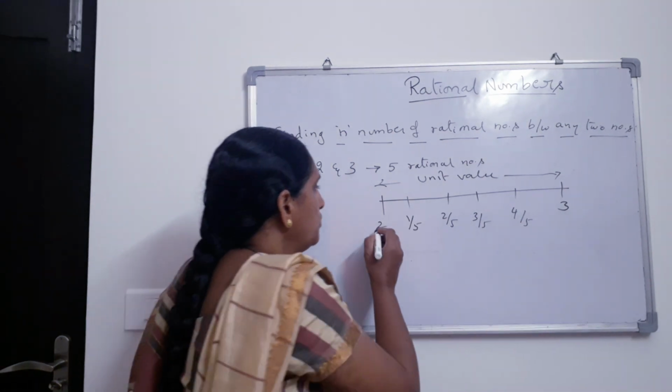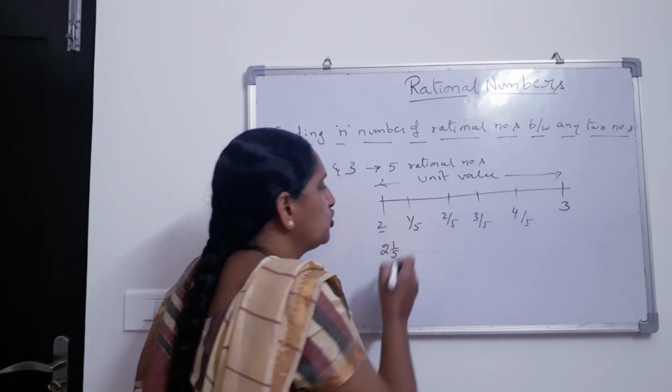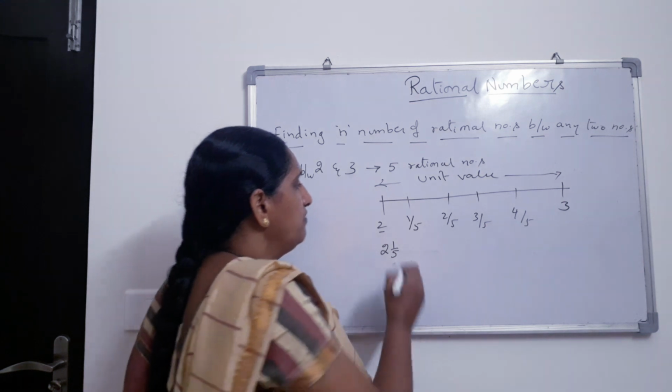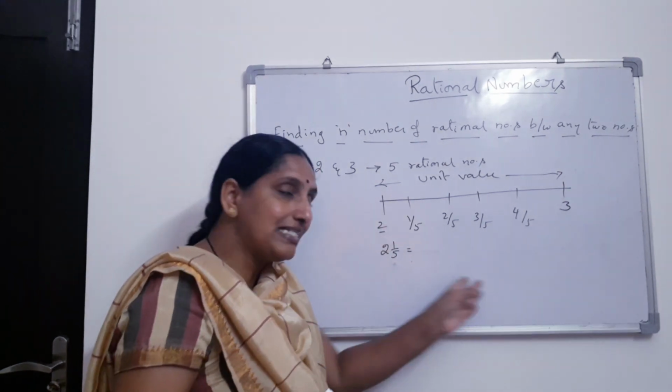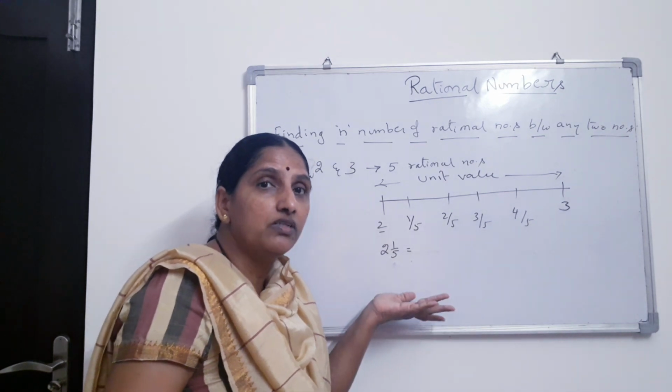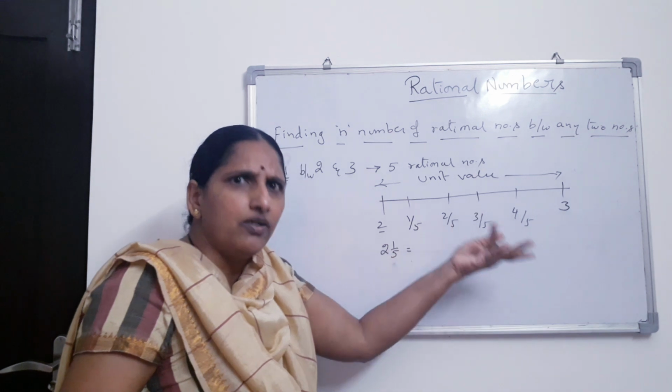And now here, what is this? After 2, it is 2 1 by 5. That means 2 and 1 by 5, which is equal to 2 1 by 5, a mixed fraction. In the previous example we have seen how to convert an improper fraction to a mixed fraction. This is the other way around, that's all.